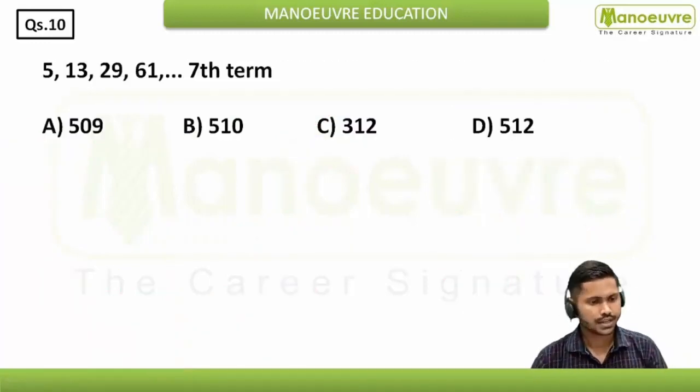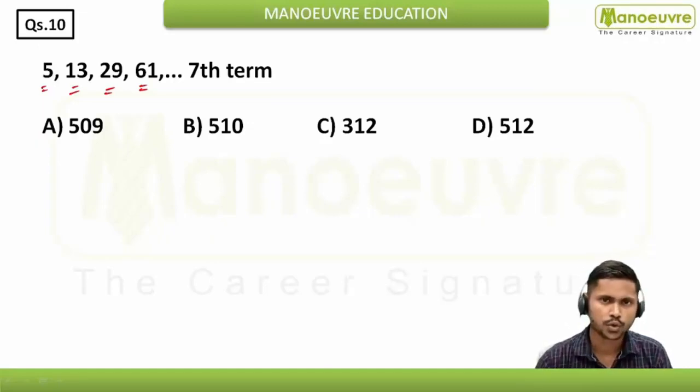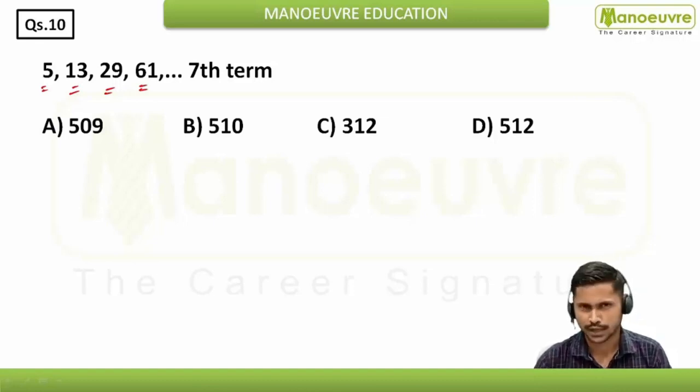Now here is the question of series. So how do you do this particular question? Just understand the sequence and you will get your answer easily. See, this is 5, this is 13, this is 29, this is 61. So here you can see the gap is very high, so you need to try with the multiplication part. Don't go with subtraction or addition, right?